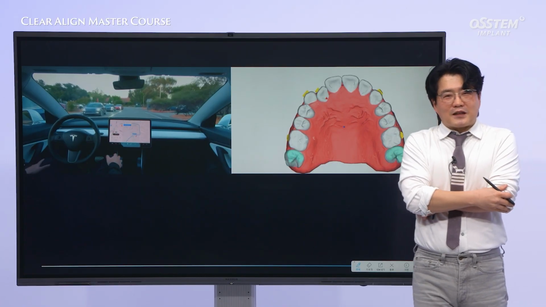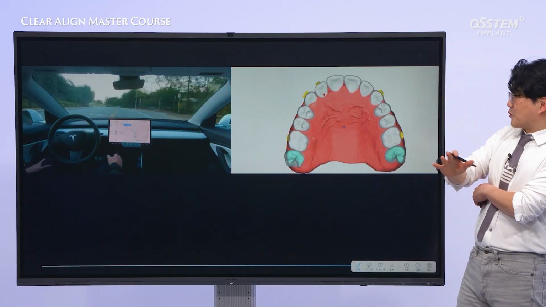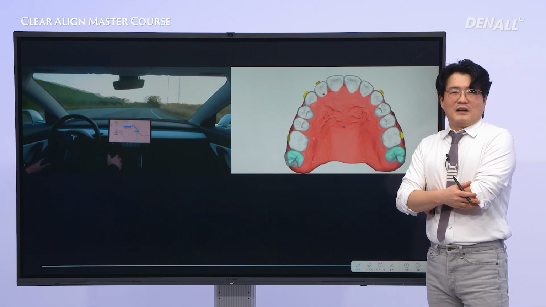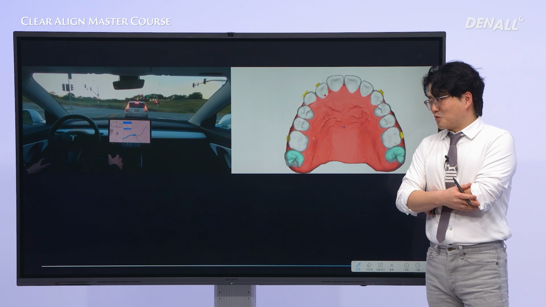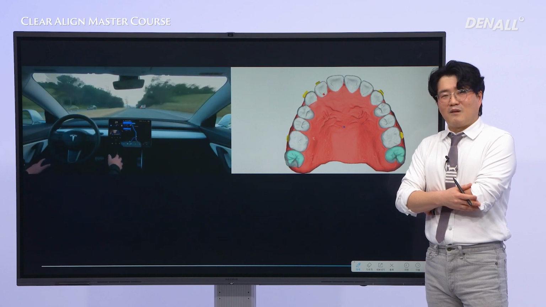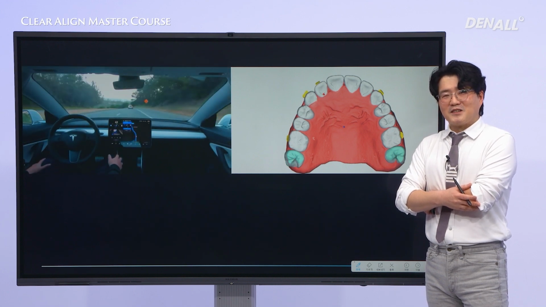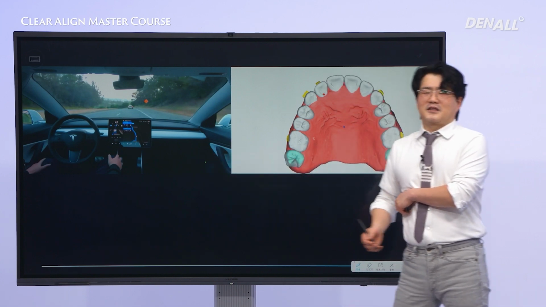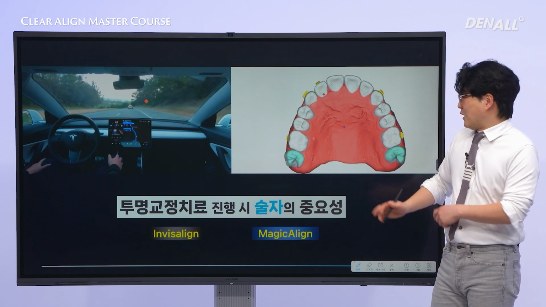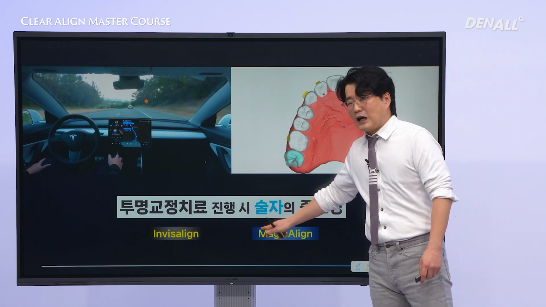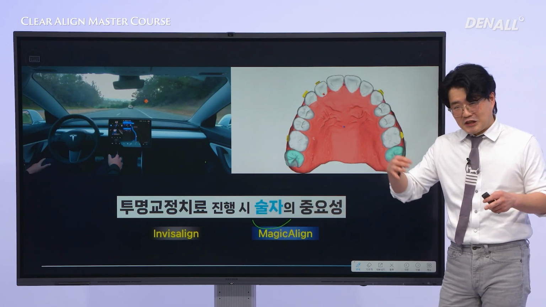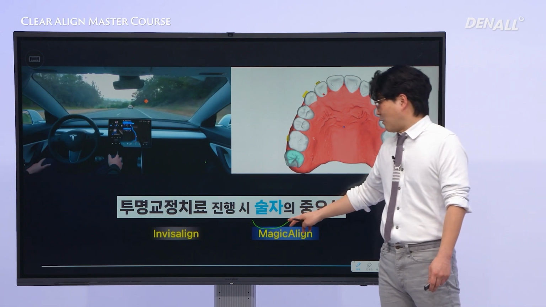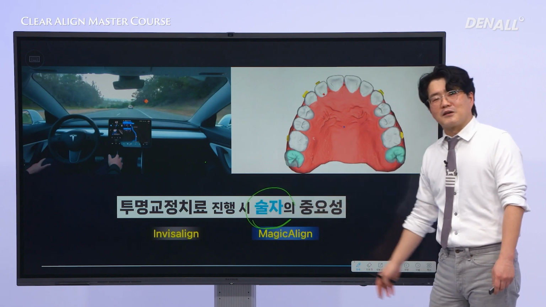So, how was the first lecture today? There is one question I am asked a lot during lectures. Can't we just send a case and let the clear aligner system take care of it like a self-driving car? But in reality, that's not how it works. That's why we provide a 20-session master course to train dentists. The role of dentists is really important in clear aligners.